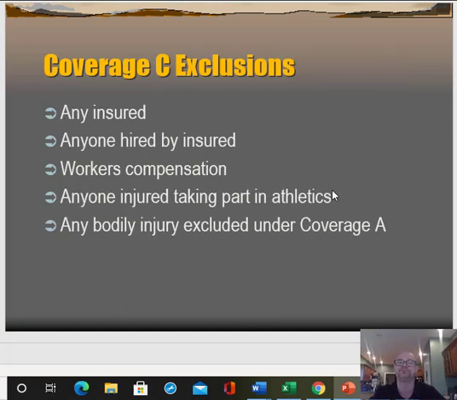Some exclusions here: anybody who's an insured. Again, you can't sue yourself. That doesn't make sense. Anybody who's hired by the insured, sounds to me like that belongs in workers' compensation. And if it's an employee, then for sure it's workers' compensation and you don't get double paid. We can't do that. Anybody who's taking part in athletics, that's a special category that's excluded here. And then we're just going to copy the exclusions from Coverage A and apply them to Coverage C as well. So that's the easiest way to do that there.